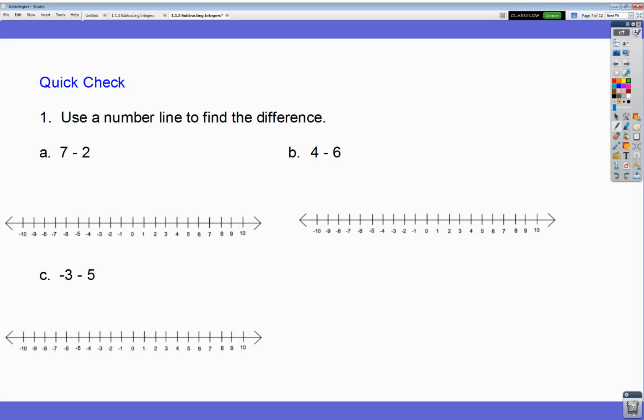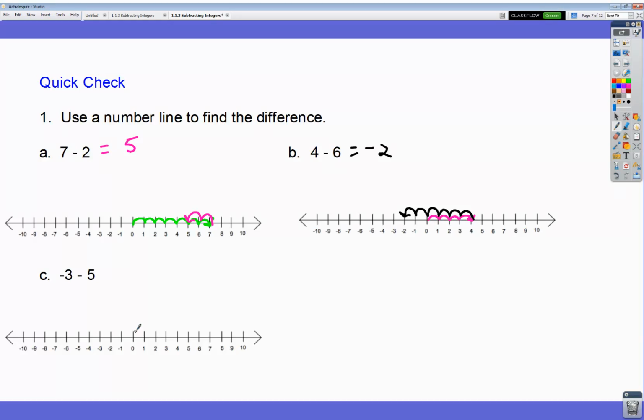Okay, for letter A, we're starting with a positive 7. So we're going to start at 0, move 7 to the right. And then we're going to subtract 2. So you'll go 2 to the left. 7 minus 2 is 5. For letter B, we're going to start by going 4 to the right. And then we're subtracting 6. So we're going to go 6 to the left. 3, 4, 5, 6. 4 minus 6 is negative 2.